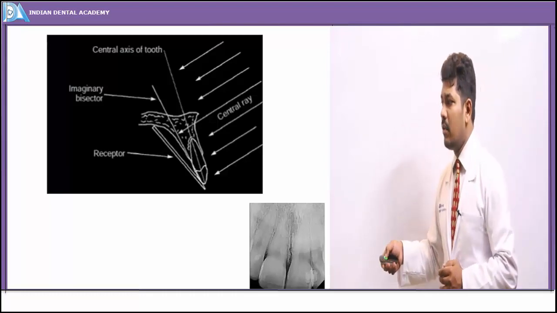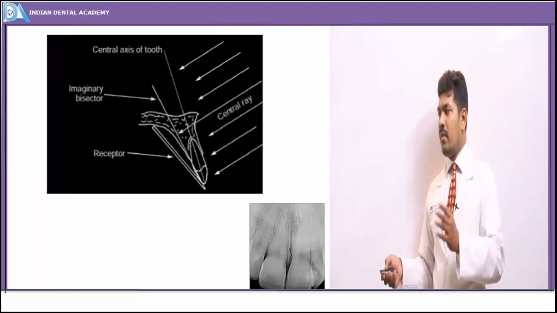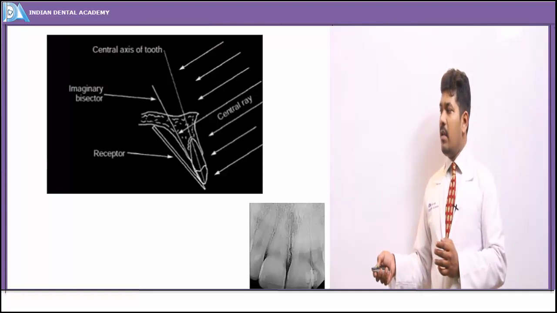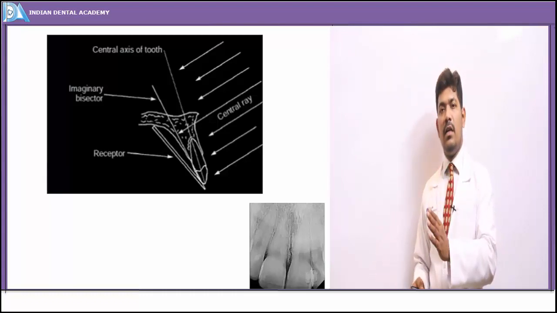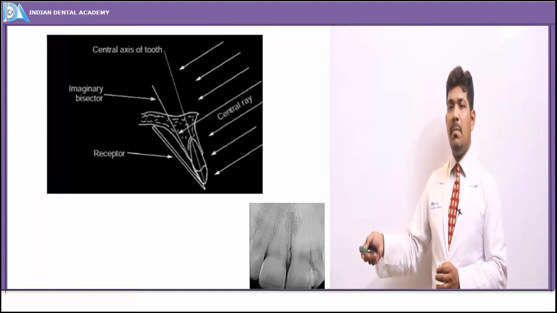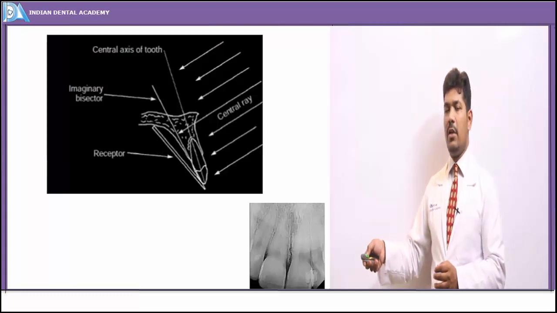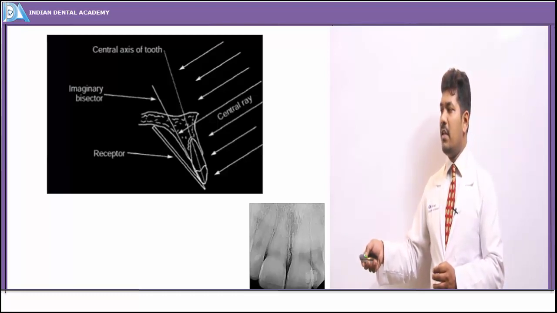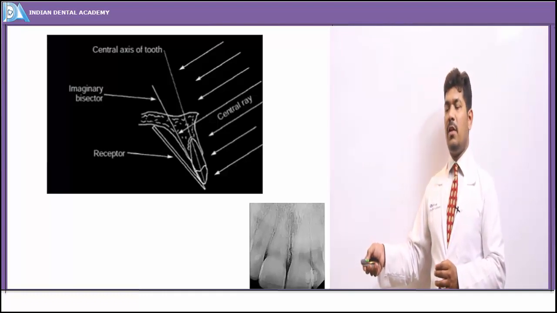Now the line passing through the long axis of this film receptor would be one side of a triangle, and the line passing through the long axis of the central incisors would be one side of the second triangle. The imaginary bisector, which equally divides the angle between the receptor and the teeth, would divide this space into two different triangles, with the sides being the long axis of the teeth and the receptor long axis.